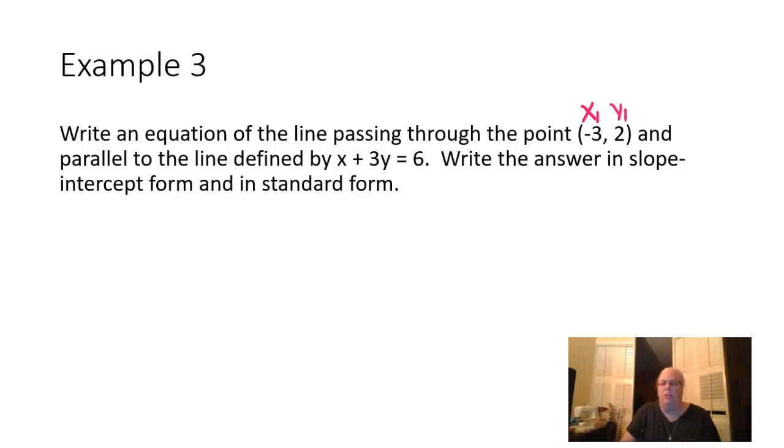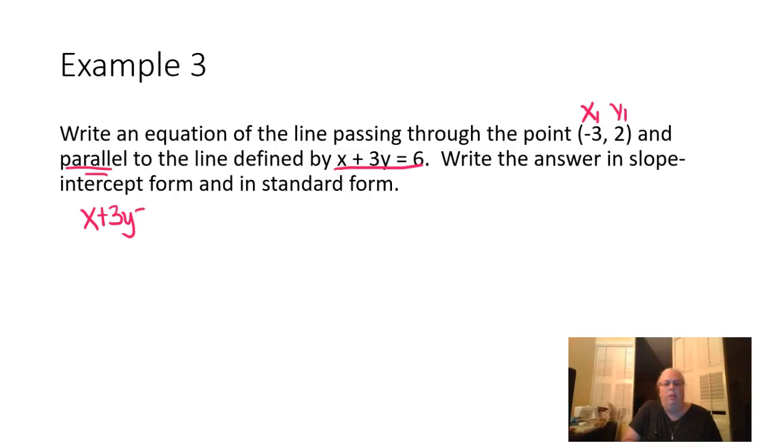What I don't have is the slope, but they did give me a clue here because they gave me the equation of a line and they told me that the two lines are parallel to each other. Well, parallel lines have the same slope, so if I know the slope of this line, x plus 3y equals 6, I'll know what slope I need to use that goes through the point (-3, 2) to get the equation of my line.